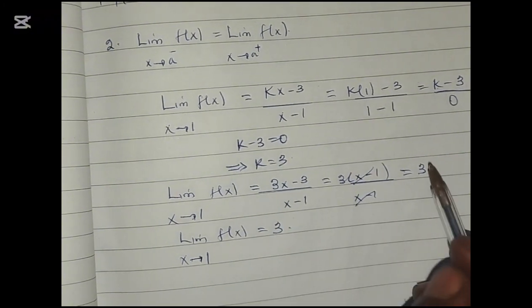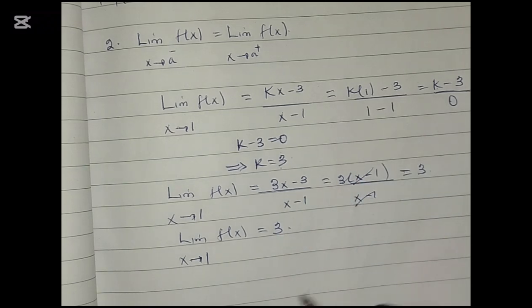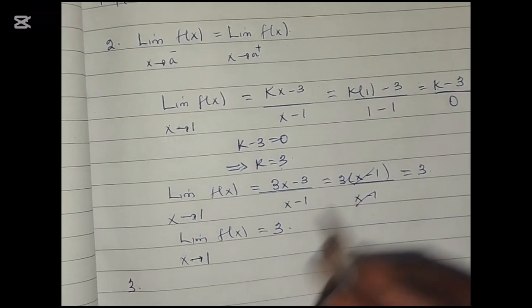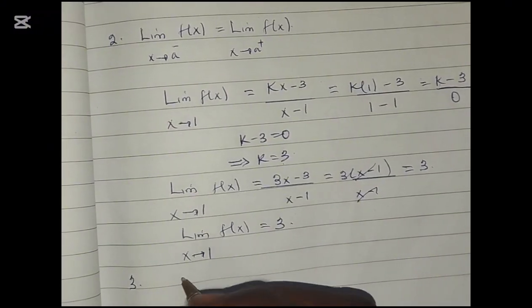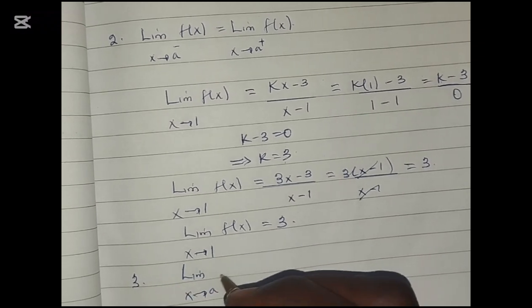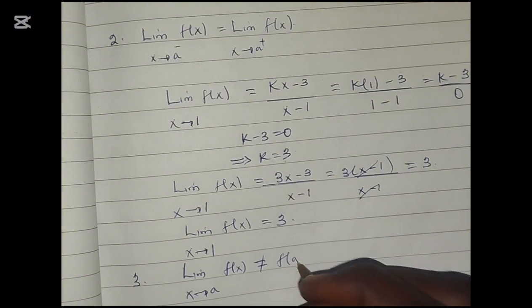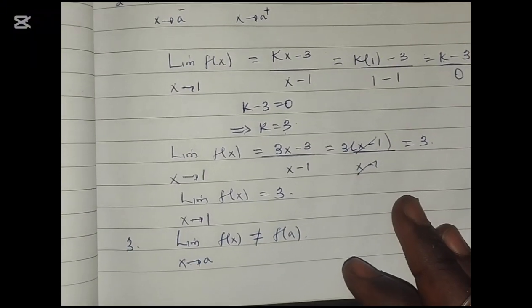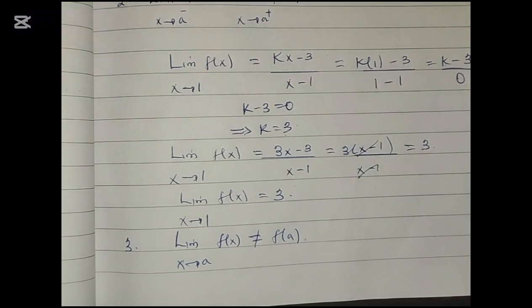So which means that the value of k is 3, and let us see if it's still continuous. You can see that the third condition will fail because f of 1 is 2, but this limit is giving us 3. So the limit as x approaches a from either side of f of x does not equal f of a, which means that this function is discontinuous, and it is what we call a hole discontinuity.